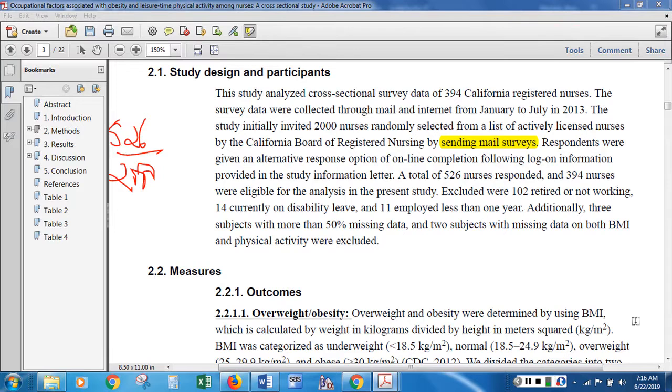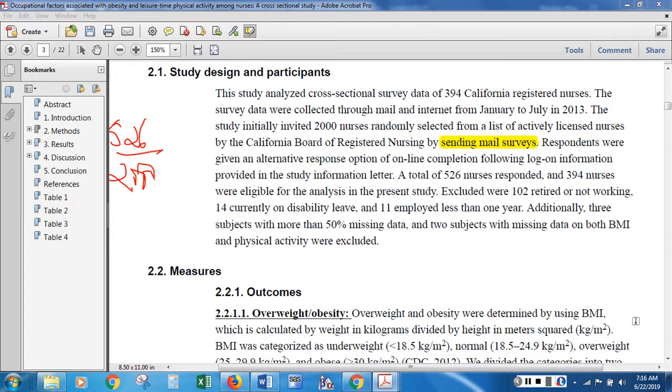So we can assume that if someone is sending you something to fill out either via mail or via an online response, and at no point were the nurses asked to provide their information, it doesn't explicitly say that it was anonymous, but we can point to that this was not an in-person assessment, and that the fact that they had to fill it out at their own pleasure may actually make them respond more accurately to your questions.